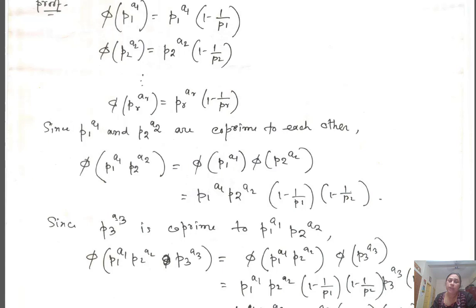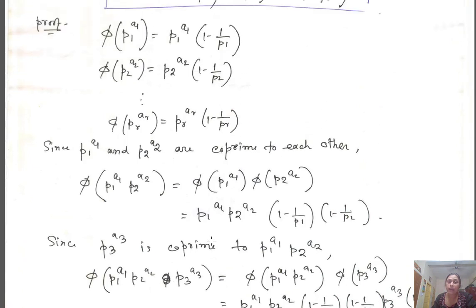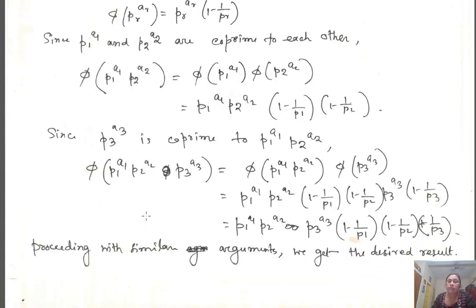Again, p3 to the power a3 is co-prime to this product, because p1, p2, p3 all are co-prime. So p3 to the power a3 is co-prime to this product. So I can get from here phi of p1 to the power a1, p2 to the power a2, p3 to the power a3 by multiplicative property. This will be equal to phi of the first two into phi of this. Again, I can plug this value here. So that way we can get the result.